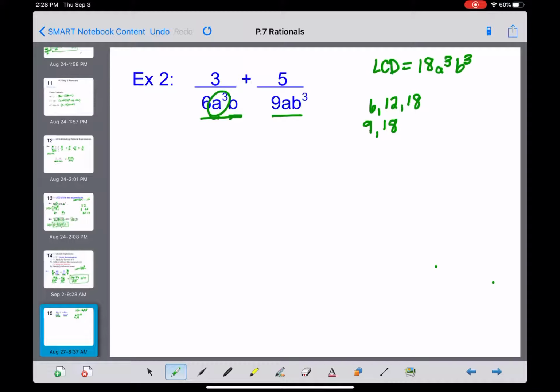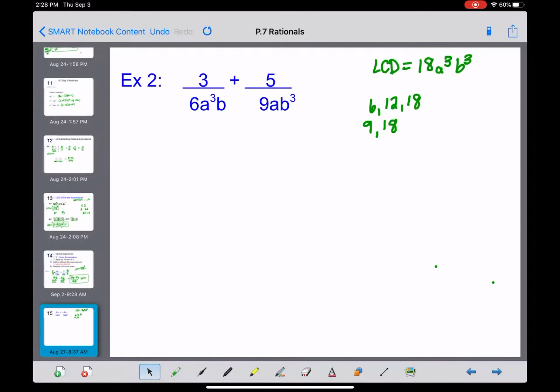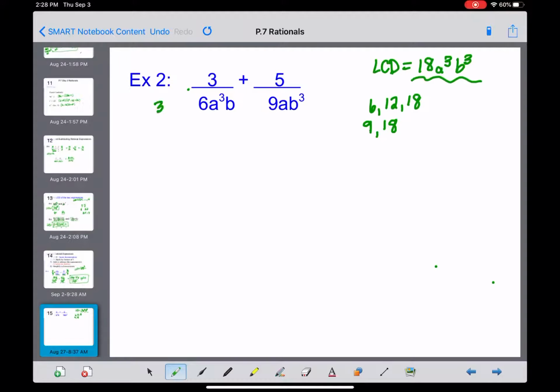Okay, so now we want to multiply by what's missing. Okay, so in this denominator, to make it look like this, we need to multiply 6 by something to get 18. So that's going to be by a 3. A to the third is good. And b, we have 1 b, but we need 2 more. So we're going to multiply by b squared so that it will become a b to the third. And we multiply the top and the bottom by that.